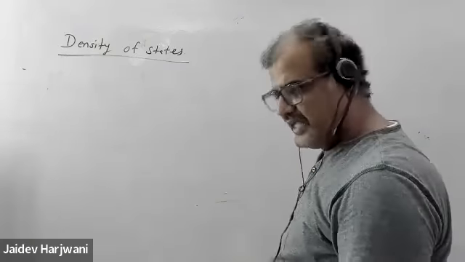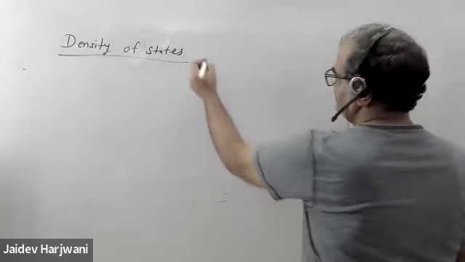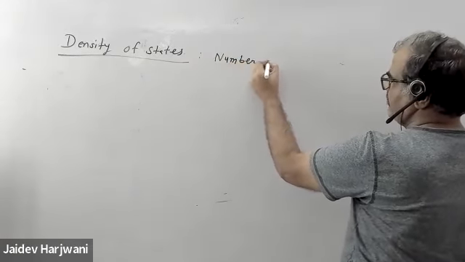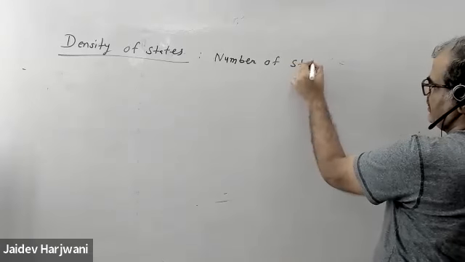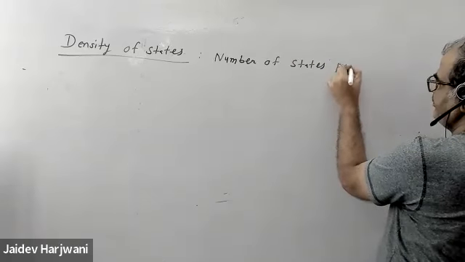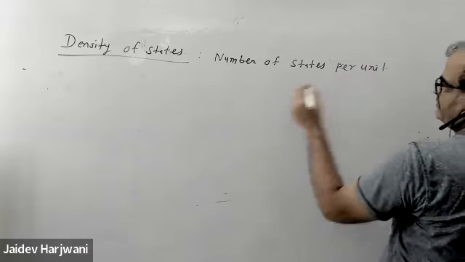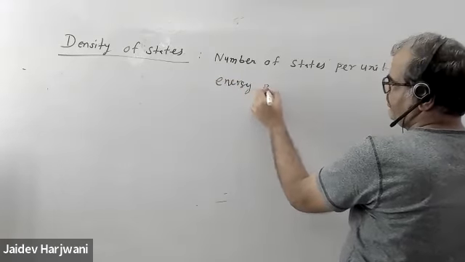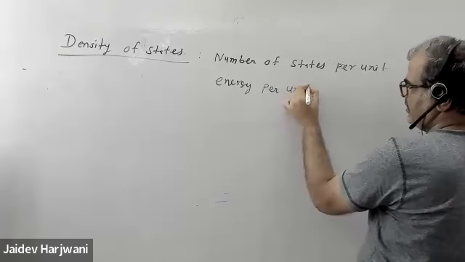So now density of states means the number of states per unit energy per unit volume.